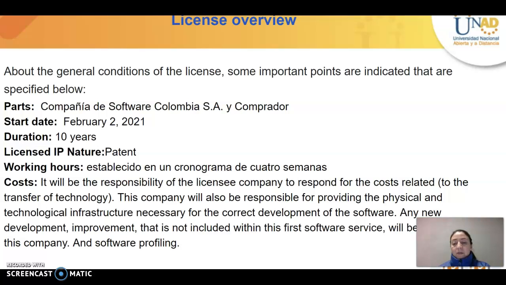License overview. About the general conditions of the license, some important points are specified below. Parties: Compass Software Colombia SAS and the licensee. Start date: February 2, 2021. Duration: 10 years. Link to IP nature: patent.